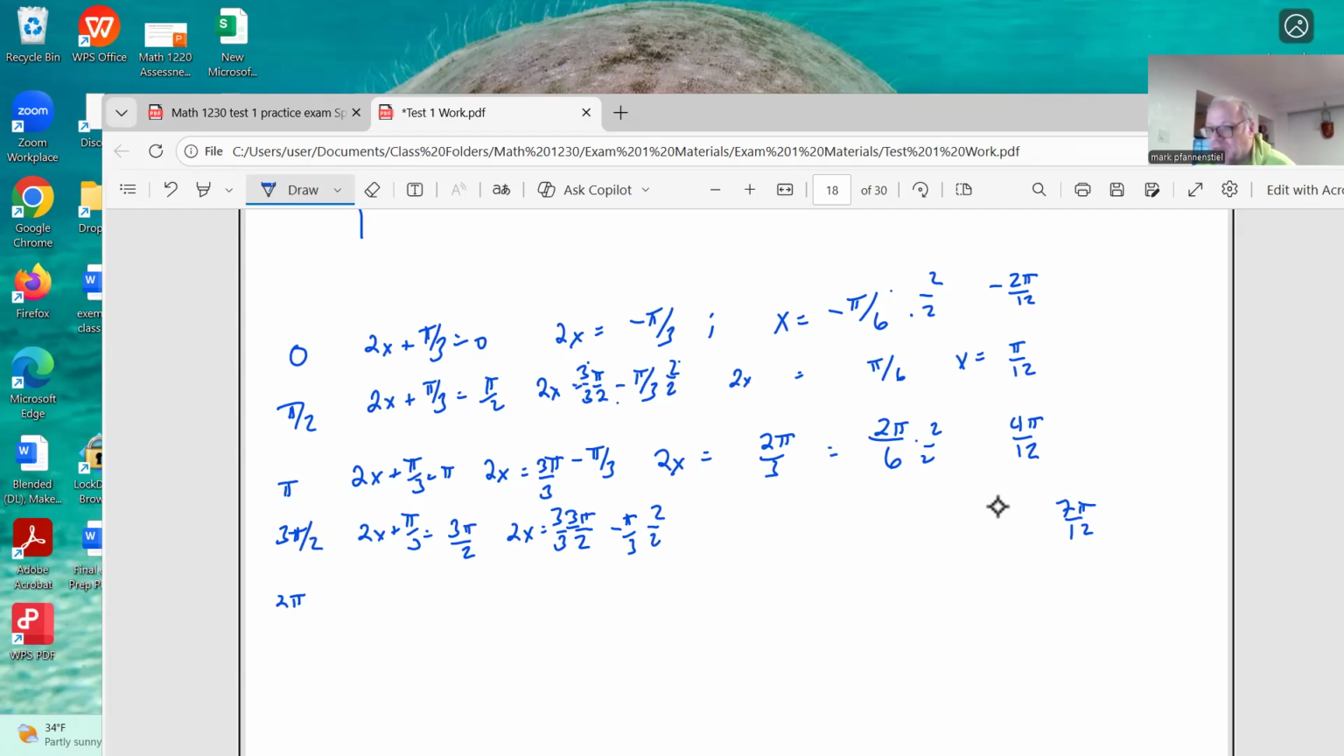So we have 3 times 3 is 9 minus 2, and we end up with 2x equals 7 pi over 6. Now what I'm going to do is divide both sides by 2, and we have x is equal to 7 pi over 12. Hey, they match. Go figure. Okay, that's pretty good. So we can solve the last one, and that's what we're going to do.